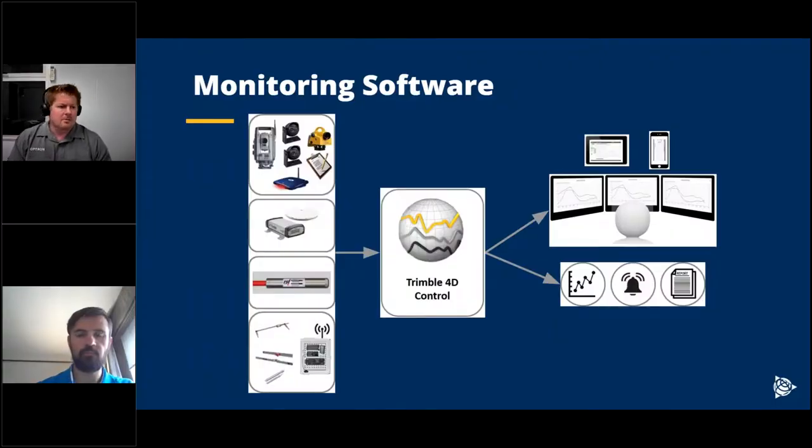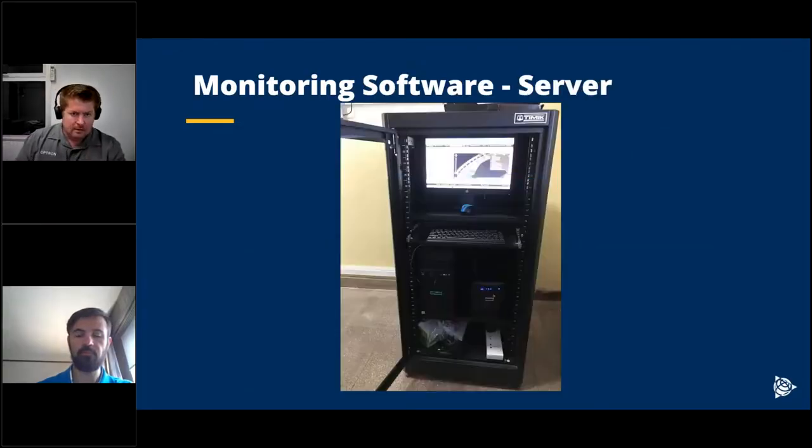Okay, then we can look at the monitoring software. So obviously we are using Trimble 4D Control. All the devices feed their data into Trimble 4D Control, which computes it, and then we can visualize the data in T4D Web. The server will normally be installed in a server case like this. And as you can see, this also has a UPS, an uninterruptible power supply, so we don't have any power issues at the server itself.